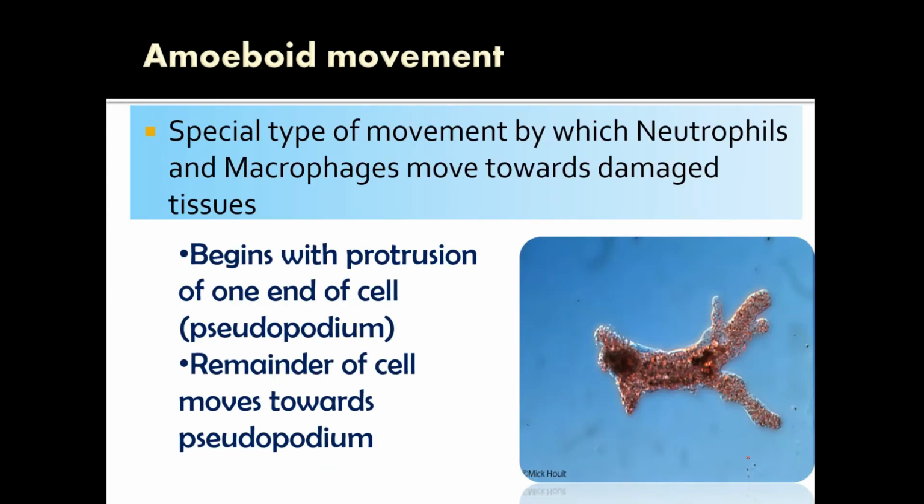And then we have another very common term. We already know about amoeboid movement. This is a special type of movement by which the neutrophils and macrophages move towards the damaged area, because neutrophils and macrophages are the cells which engulf the bacteria, meaning they take the bacteria inside the body of the cell. It begins with the protrusion of one end of the cell. You see, this is the protrusion, meaning an enlargement at one part of the macrophage. And then this will move.